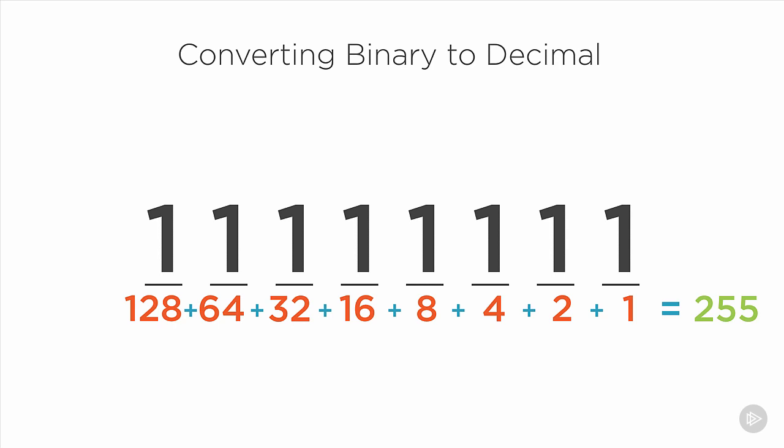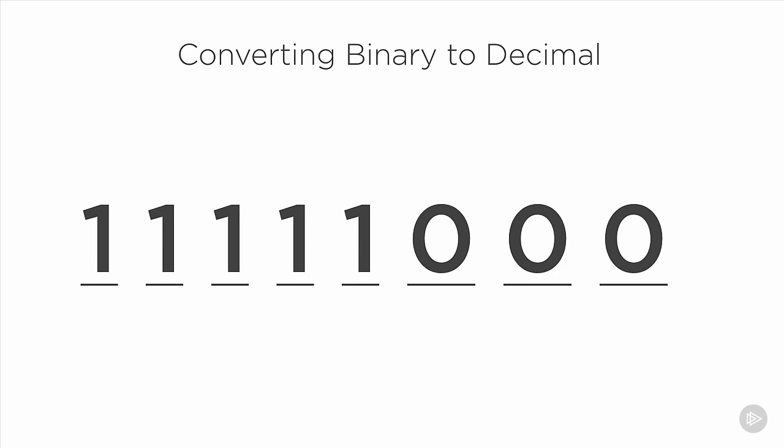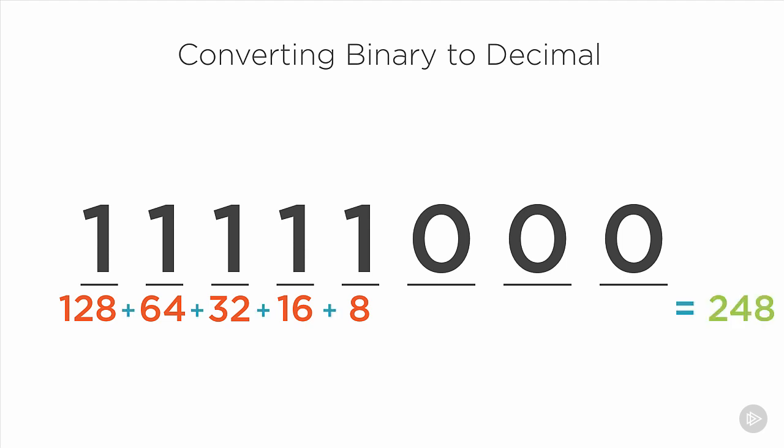By the way, in the exam you will have a scratch pad that you can write on, so practice doing this on paper. Try to do it in your head if you can, but always check your work. Let's try another example. 11111000. Write out all the place values for each bit that's set to 1 and then add them all up. 128 plus 64 plus 32 plus 16 plus 8 is 248.